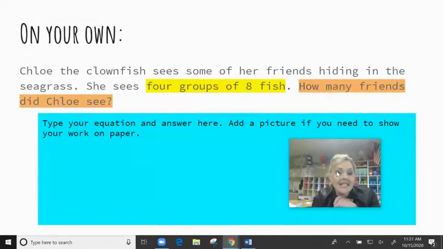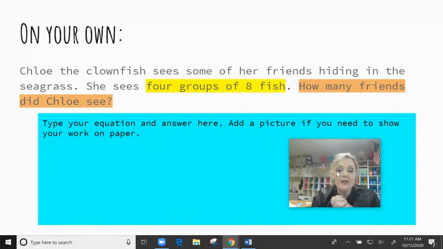Chloe the clownfish sees some of her friends hiding in the seagrass. She sees 4 groups of 8 fish. How many friends did Chloe see? I'm going to read it one more time. Chloe the clownfish sees some of her friends hiding in the seagrass. She sees 4 groups of 8 fish. How many friends did Chloe see?